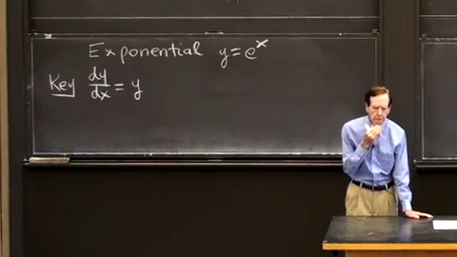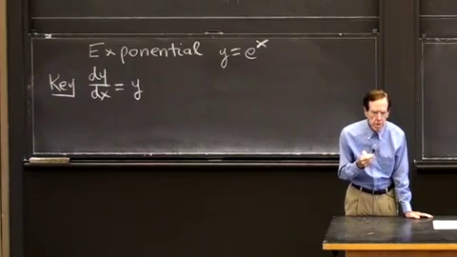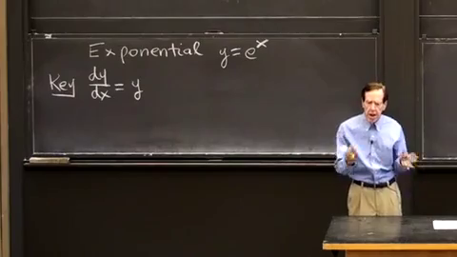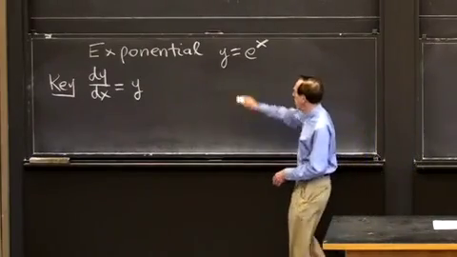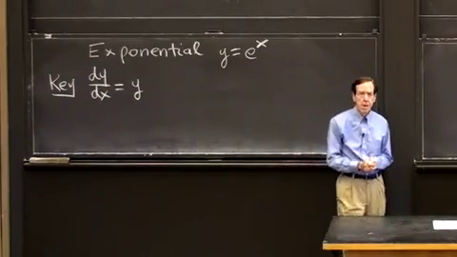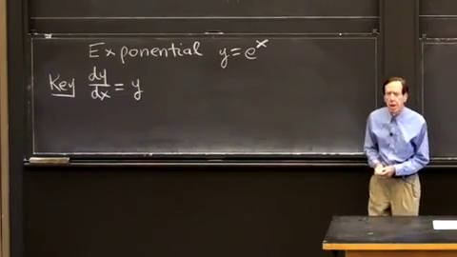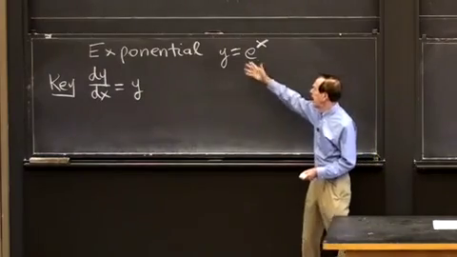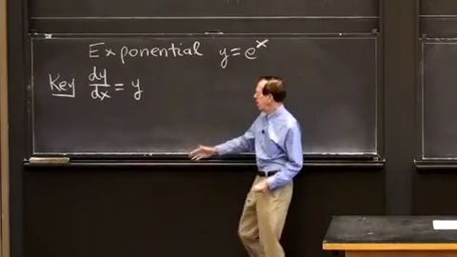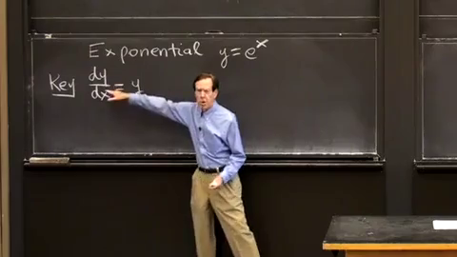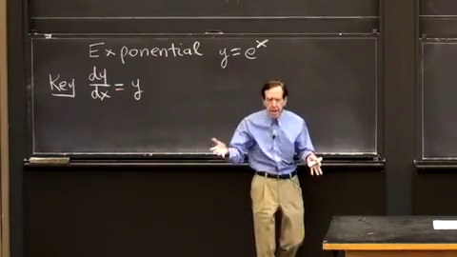Now, I have to admit that if we had a function like that, y equal e to the x, then 2e to the x would work just as well, or 10e to the x. The factor 2 or the factor 10 would be in y, and it would also be in the slope, and it would cancel.